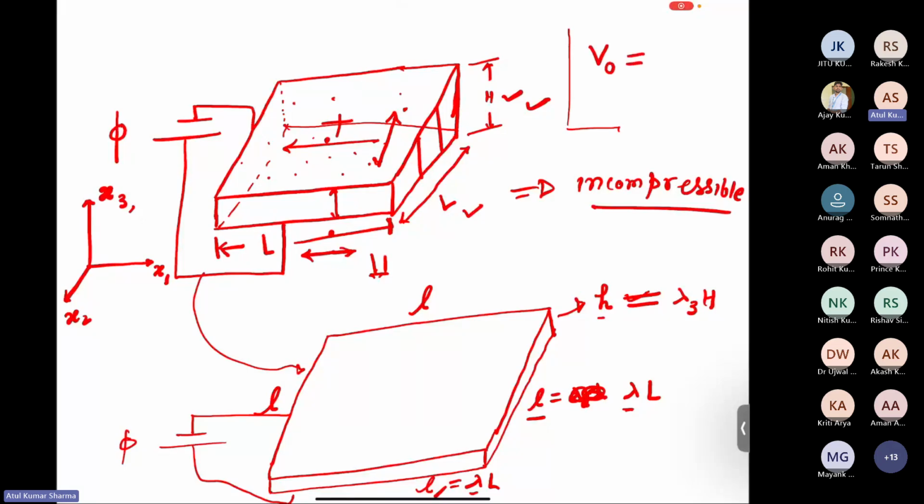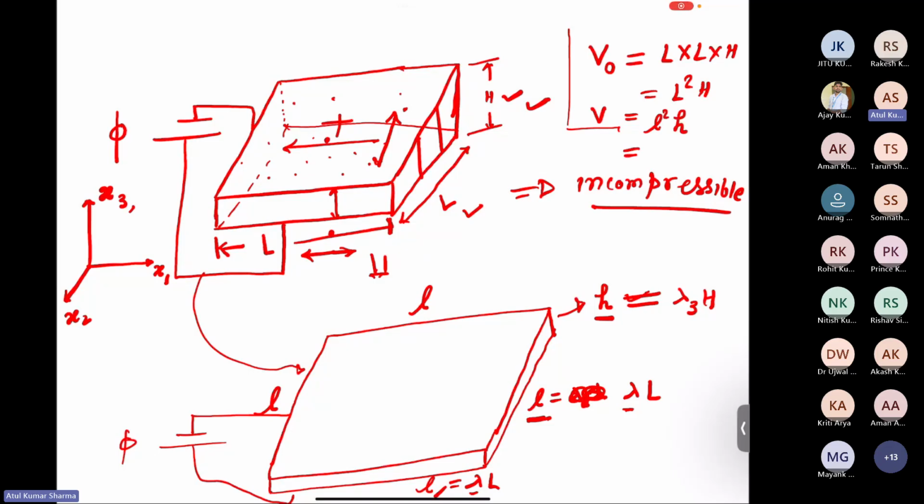That will be nothing but, it is a cuboid, and the volume of a cuboid will be L times L times H. That will be capital L square H. After deformation, what it will be? I am writing it as a capital V. So that will be nothing but small h, small l into small l, so small l square times h.